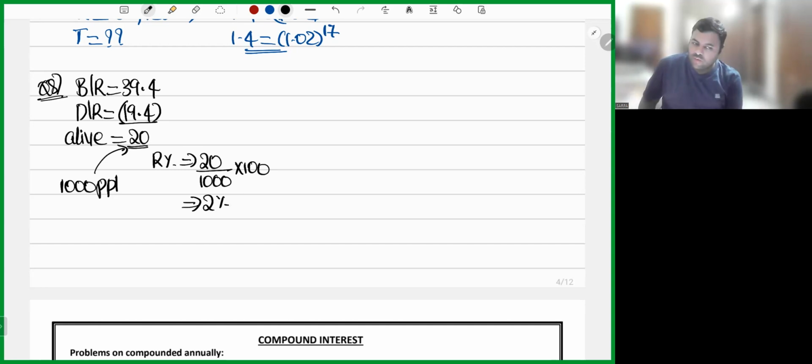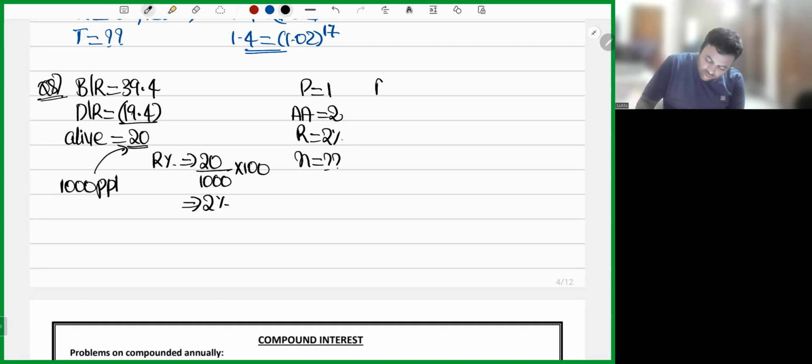So every year, my dear friends, 2% people are alive. Now he is telling the principal is 1. It is going to become double. In how many years is it going to be double? Rate of interest is 2%. N is missing. Simply let's do it. Accumulated amount is equal to P into 1 plus I whole power n. 2 is equal to 1 into 1.02 whole power n.